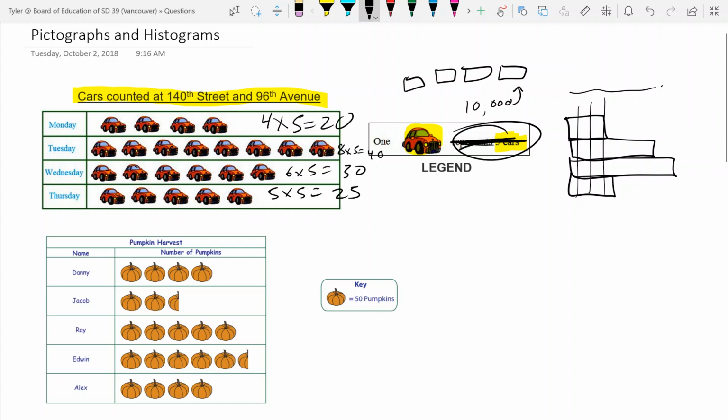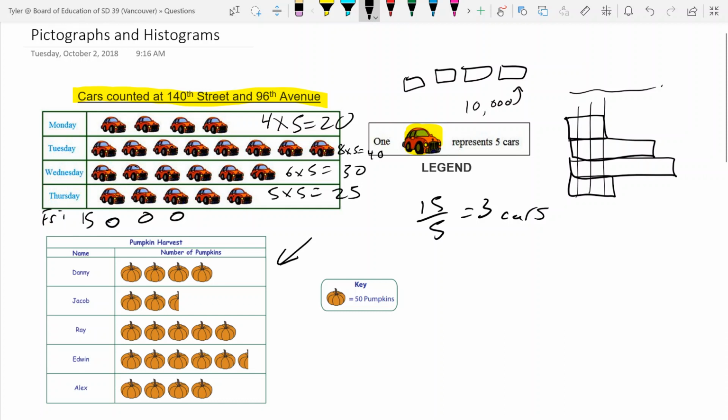It's an option. The other thing we need to know, just say on Friday there was, let's go back to the original scale, 5. Let's say on Friday there was 15 cars, and we need to know how many little pictures of cars you need to draw. We would do 15 divided by 5, our legend, gives us 3 cars. So I would draw 3 little cars. That's my sweet drawing of a car.